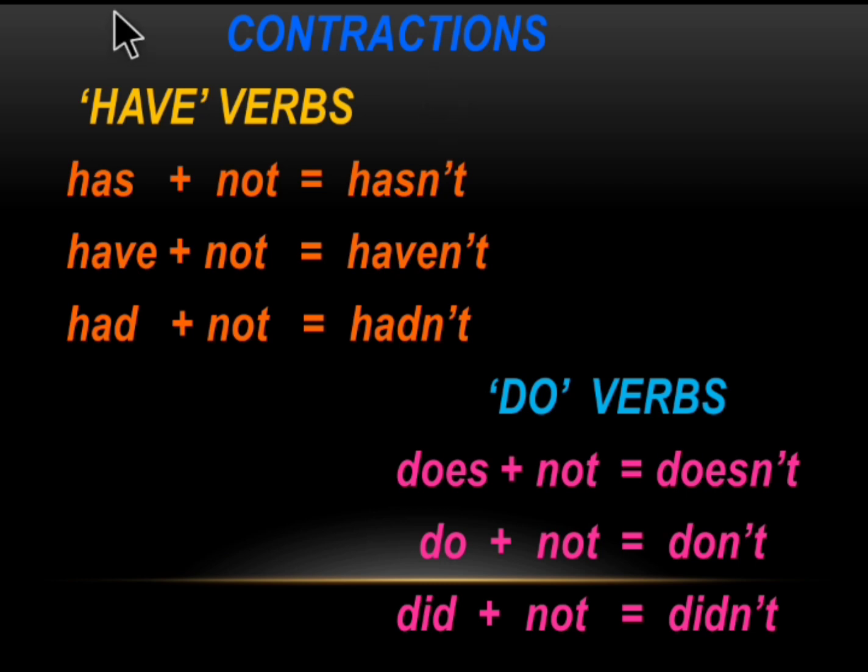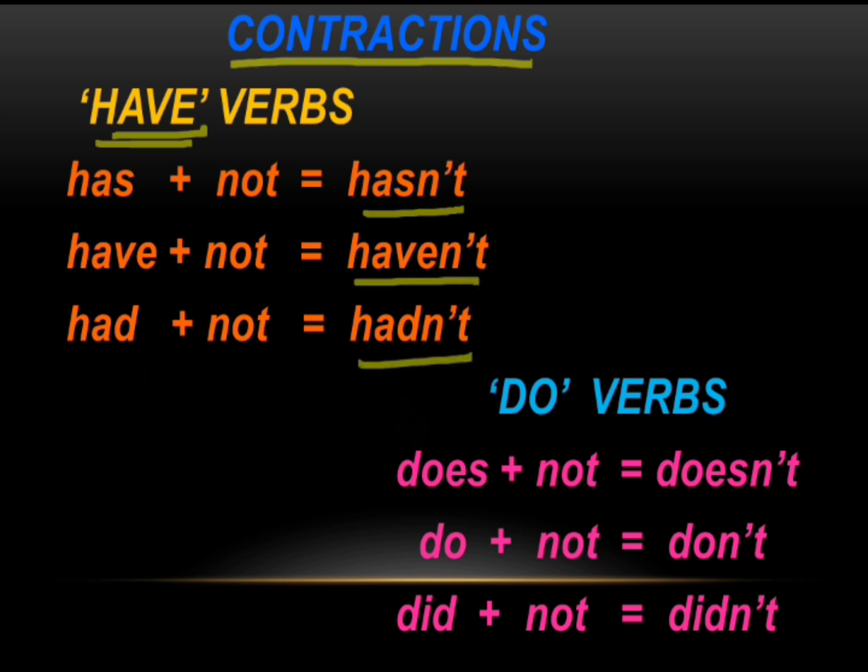Next we have the contractions of have verbs. Has plus not is hasn't. Have plus not is haven't. Had plus not is hadn't. Next, we have the do verbs. The contractions. Does plus not is doesn't. Do plus not is don't. Did plus not is didn't. We should not pronounce this as didn't with a wrong sound. It is didn't.